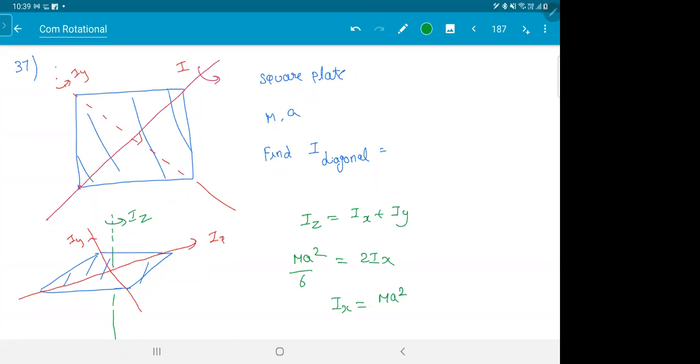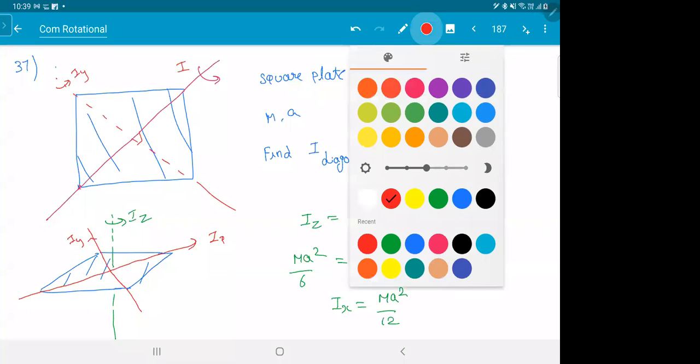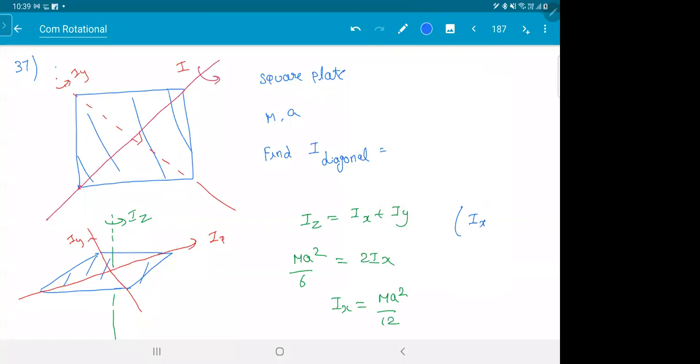Like I told you, most of them should get half as an answer. Whenever you bring it to the plane, you'll get half as an answer. Ix and Iy are the same due to symmetry. This theorem can be used only when there is symmetry, or else you can't solve it normally. So that's why you'll always get half, because both are symmetrical. You can remember that.